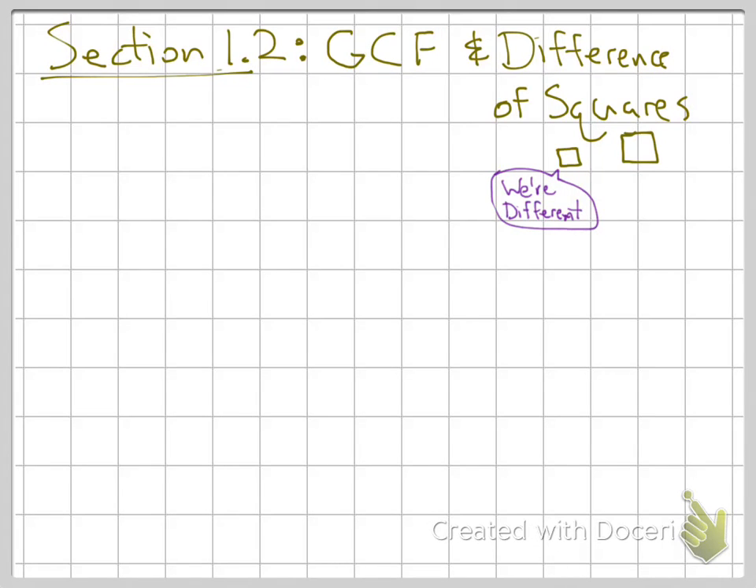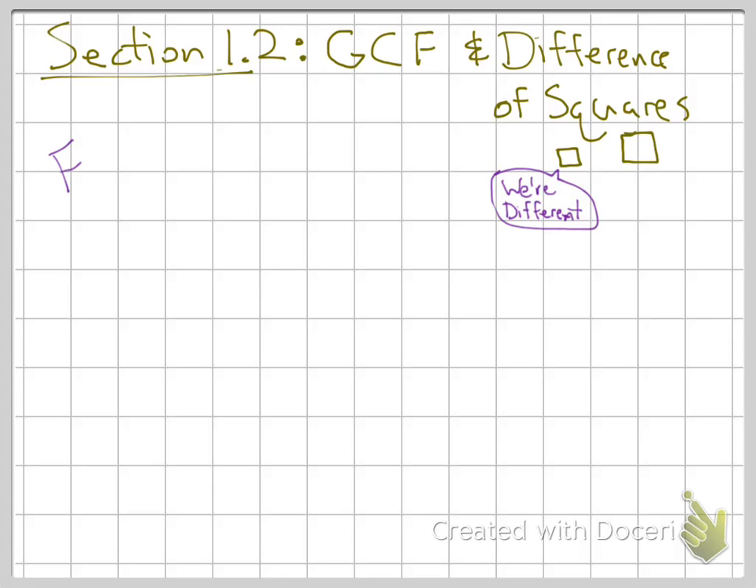So in section 1.2, we're looking at GCF, greatest common factor, and difference of squares. Difference of squares is going to kind of be our preview into factoring. We're really going to go into the factoring next week, factoring quadratics, factoring polynomials, but kind of a preview, a hint, a special case as we get to that. Now, we talk about GCF.